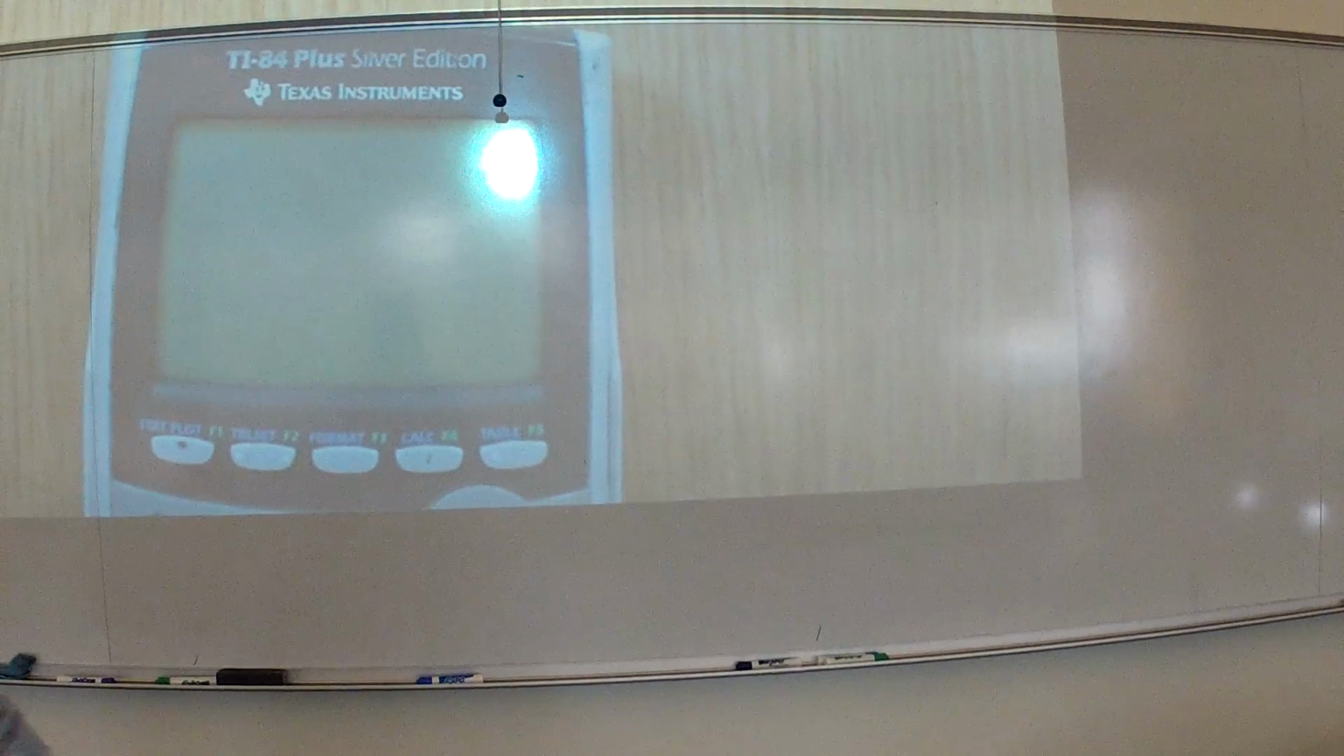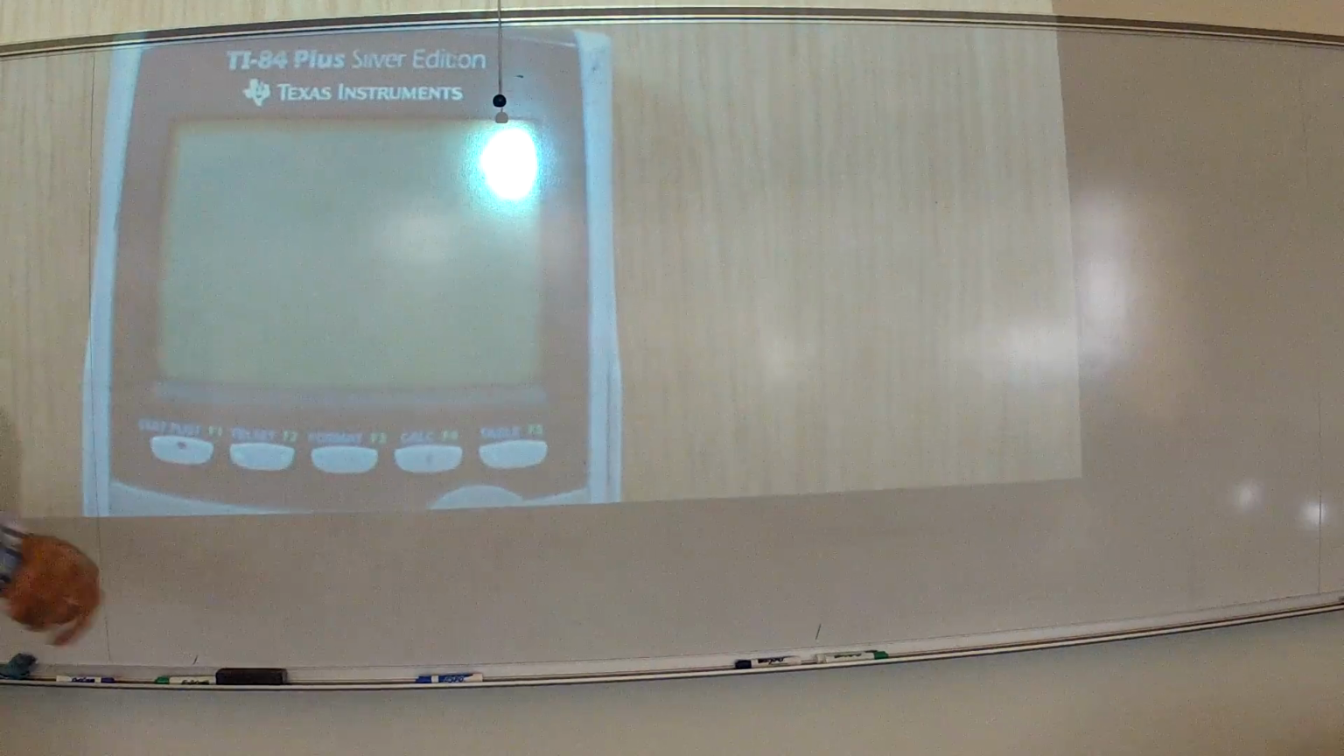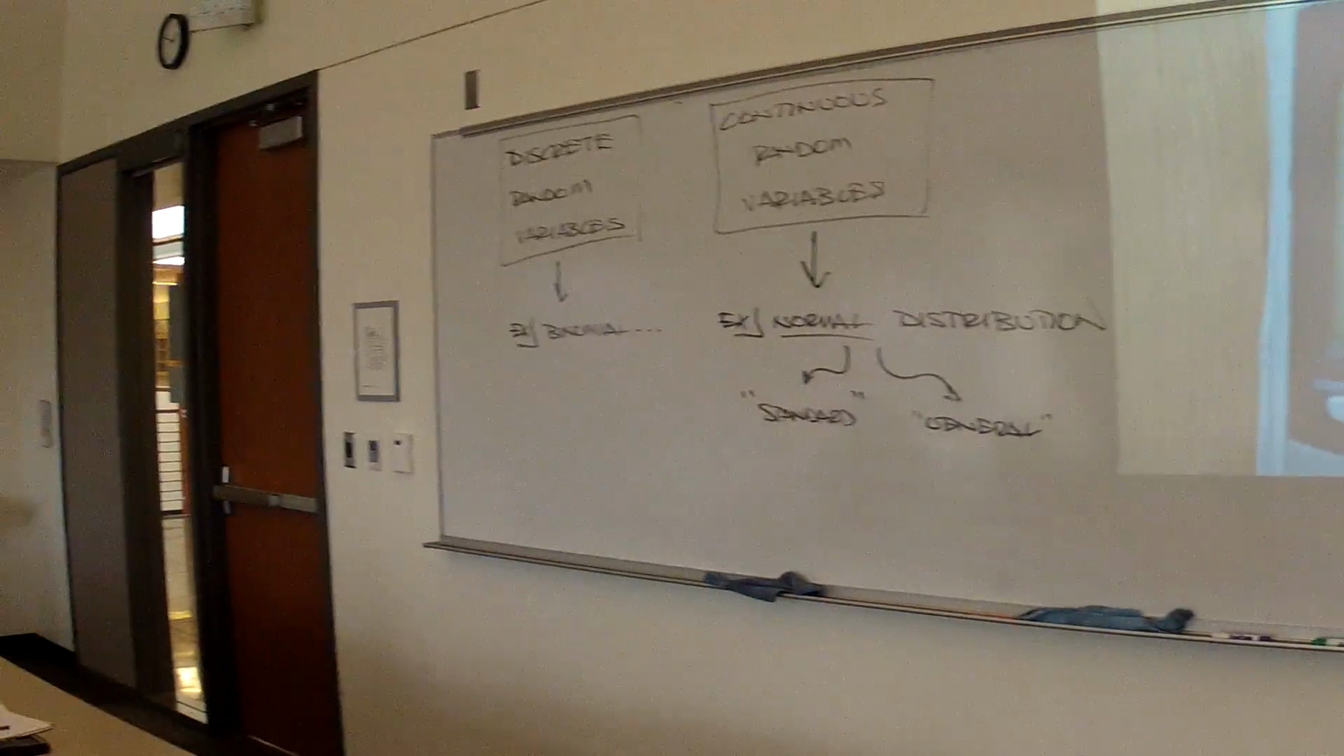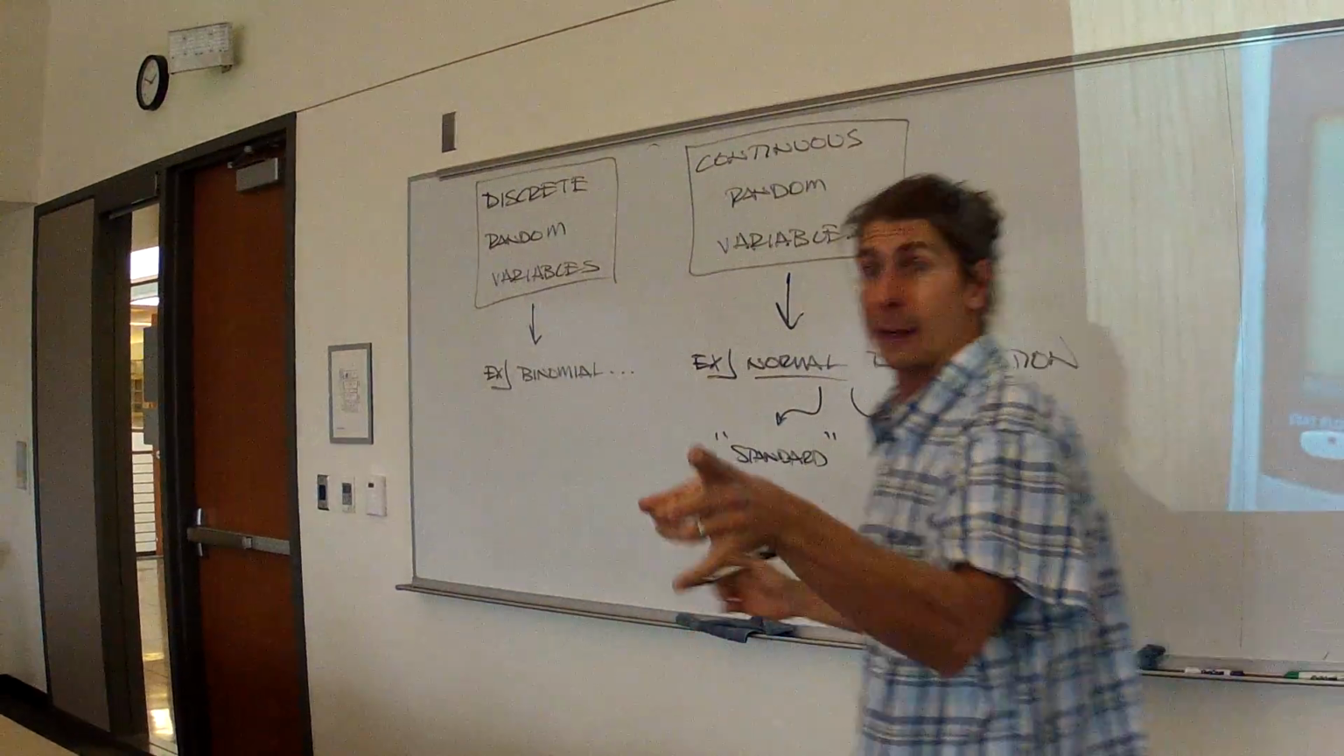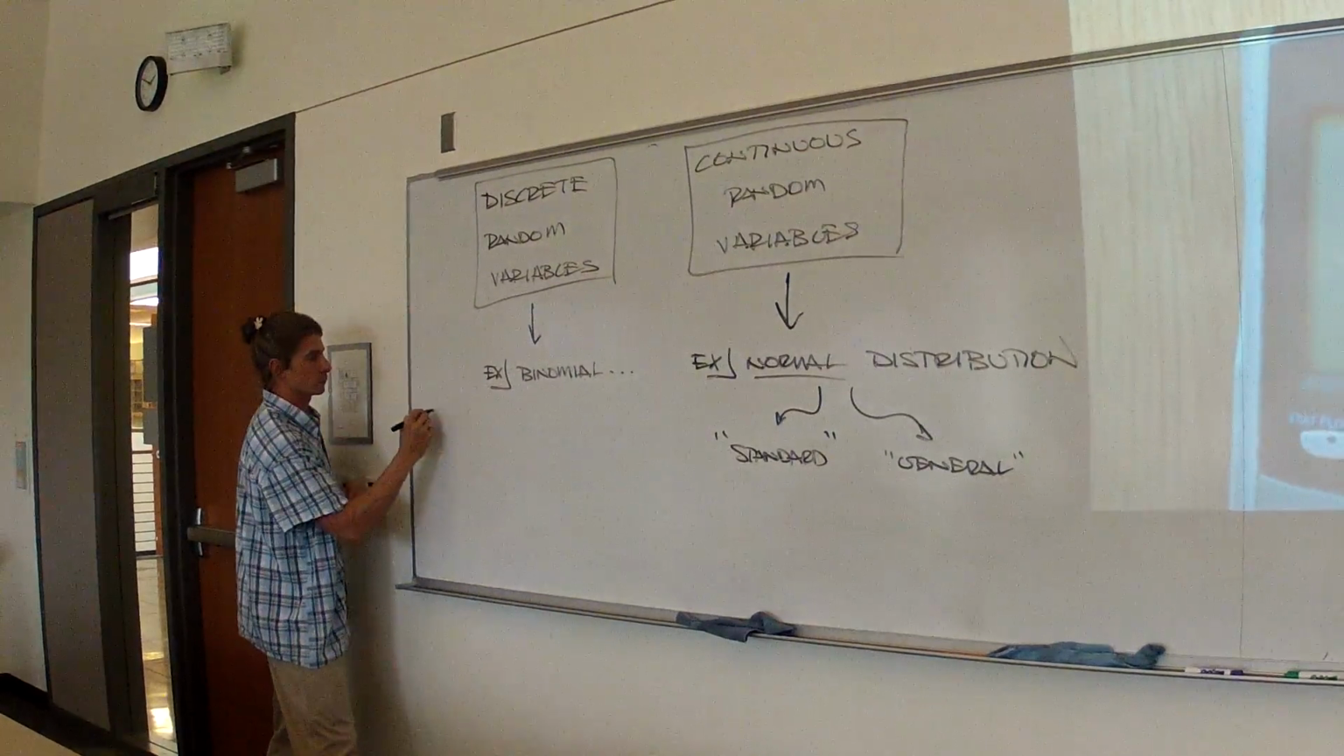All right. Now, if you think back to discrete distributions, actually, let's slide this back over here. If you think back to discrete distributions, what did the distributions look like? What did they look like?